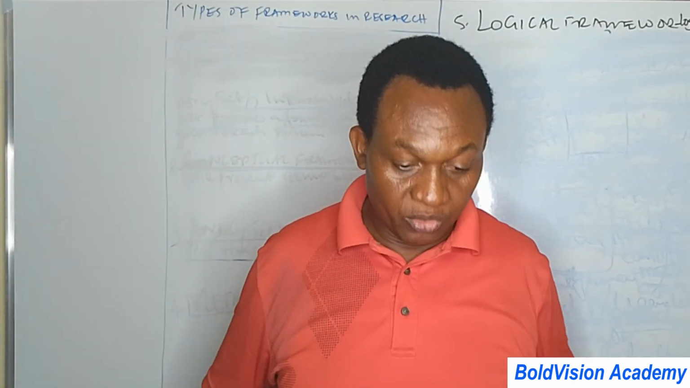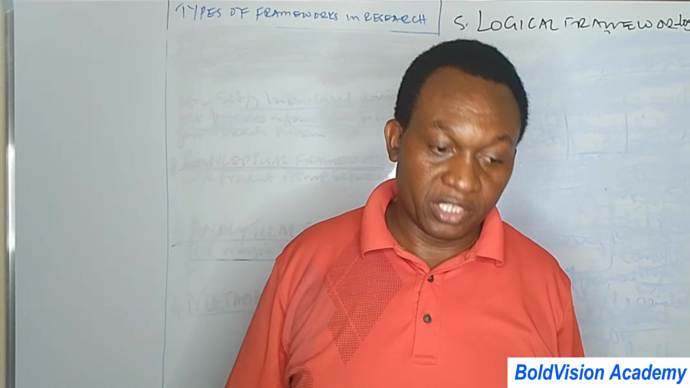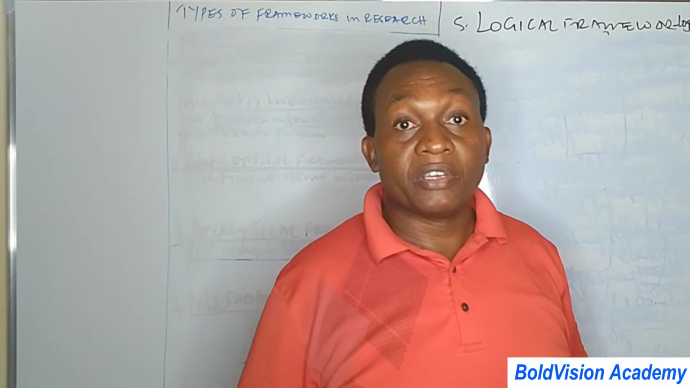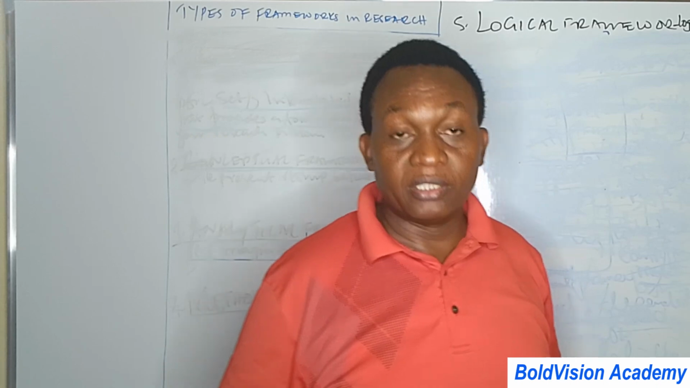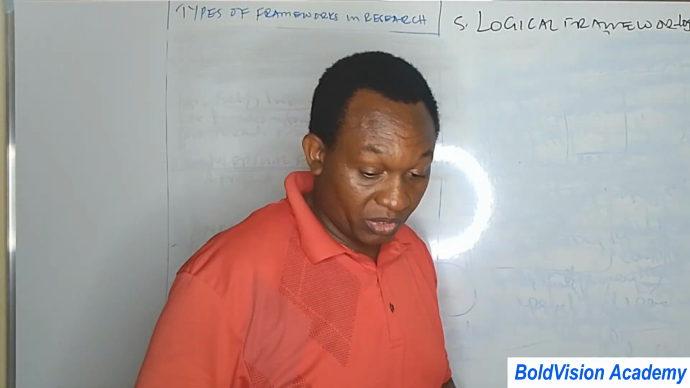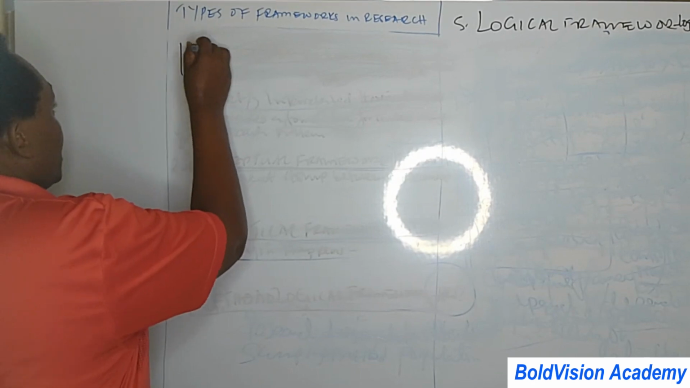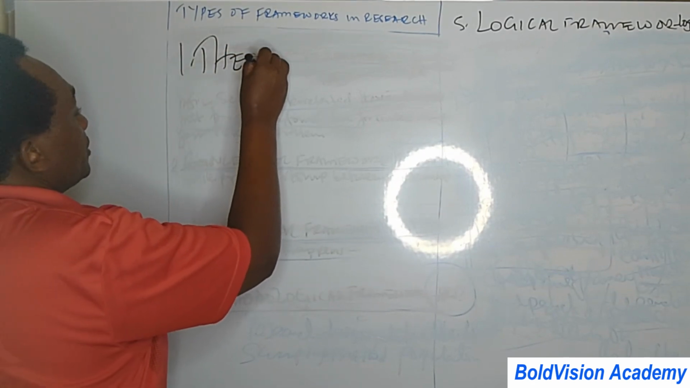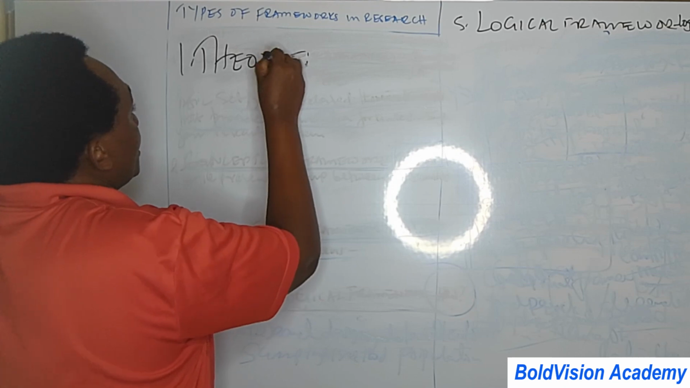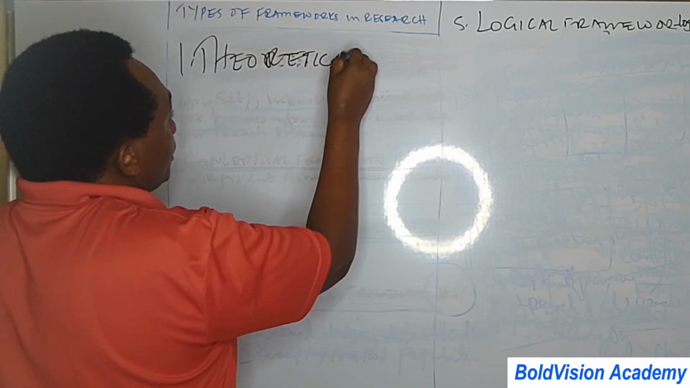For today, we go direct to point number 1, and today we are looking at the different types of frameworks that we have in research, and we're going to start with number 1, theoretical framework.